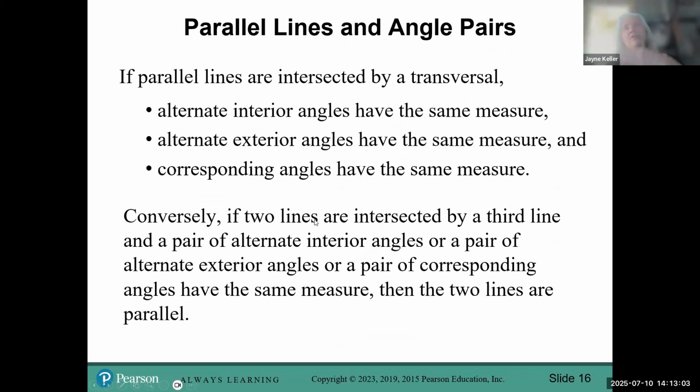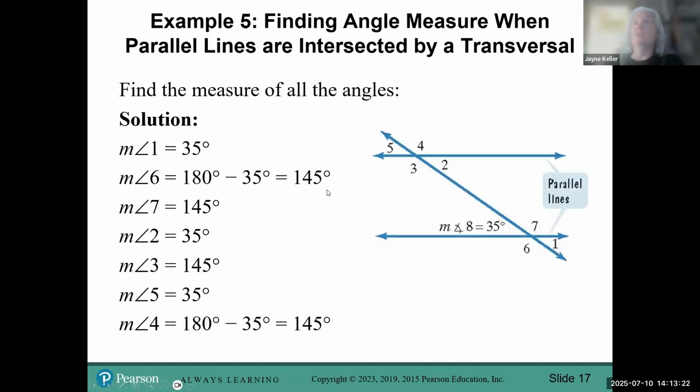And it works in the reverse, or what we call the converse in geometry. So if I have two lines and they're intersected by that third line, the transversal, and if those angles are congruent, then I know that the lines must be parallel. So we use this in geometry to prove a lot of things. So you'll definitely see some problems like this in your homework.